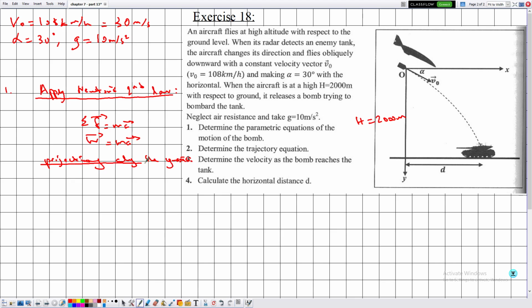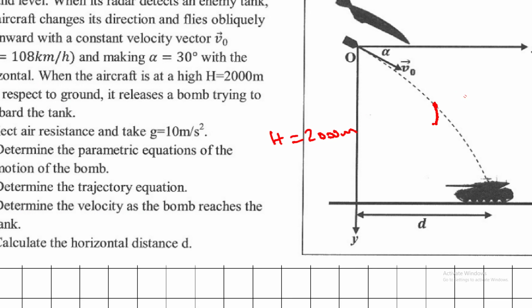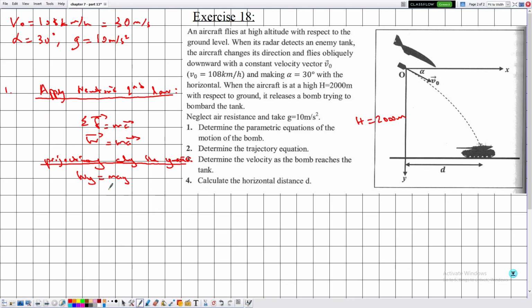Now we drop down the vector quantities, and each vector quantity will carry the label y. Notice w_y in this case, if this is the weight, it's pointing in the positive direction of the y-axis, so it's plus w, which is equal to m a_y. So mg is equal to m a_y, and in this case a_y is equal to plus g.